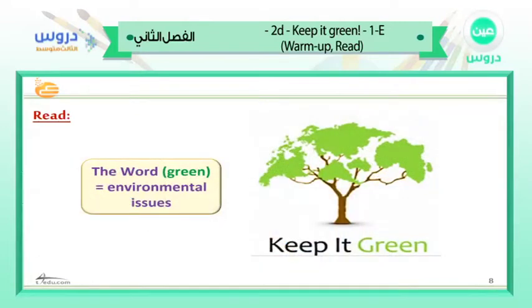Okay. Now, the word green is used when we talk about environmental issues. Like when we say keep it green, it means you have to keep it fresh, healthy, clean, and away from pollution. Yes, very good. Away from pollution.